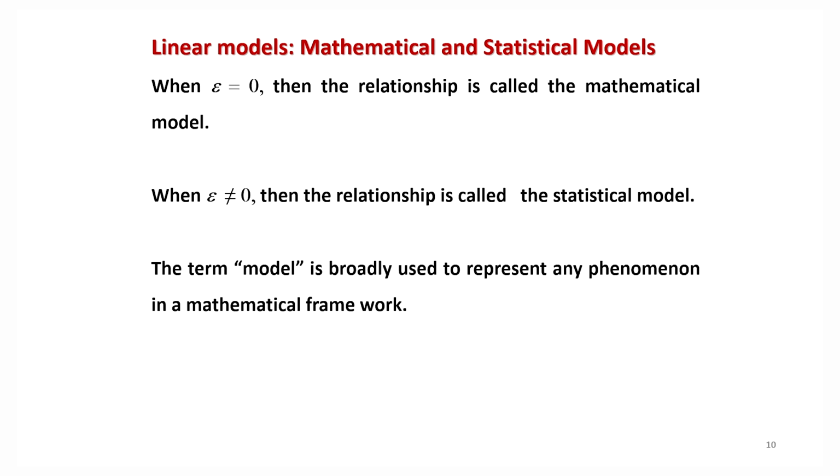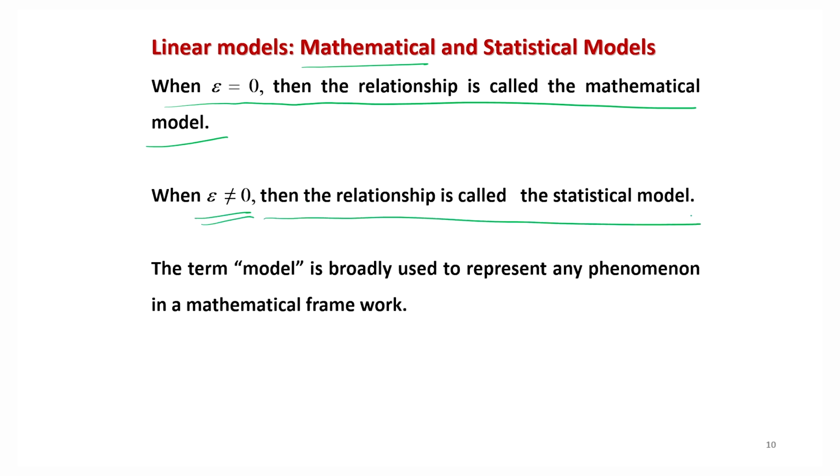So obviously we have heard about two models. One is mathematical model and another is statistical model. So what is the difference between the two? So in a mathematical model, there is no randomness. So when I say that epsilon is equal to 0, then the same relationship is called a mathematical model. And in statistical model, we try to take care of the random variation in the data. So when epsilon is not equal to 0, then the relationship is called a statistical model.